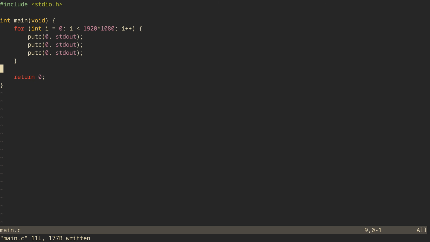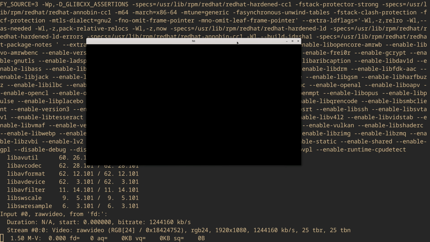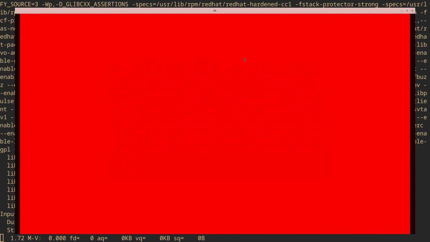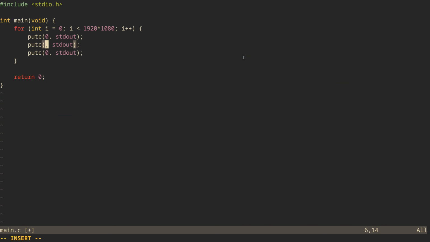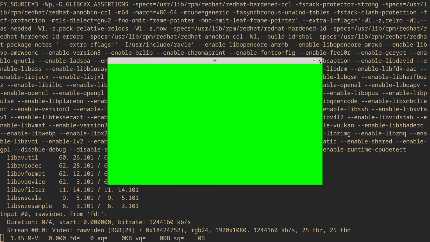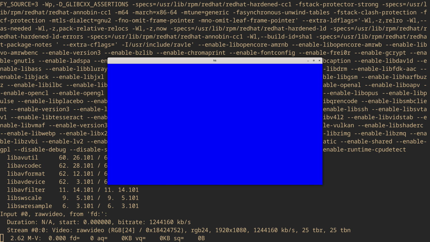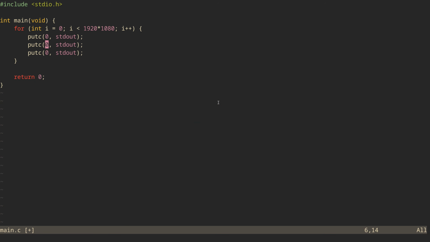The putC function outputs 1 byte to standard out, and this number needs to be between 0 and 255. When we run this, we get a black screen, and we can change these. So I'll change the first value to 255, which gives us red. The second value gives us green, and the third value gives us blue. So we're going to keep this same basic structure, but we want to vary these colors across the screen somehow.